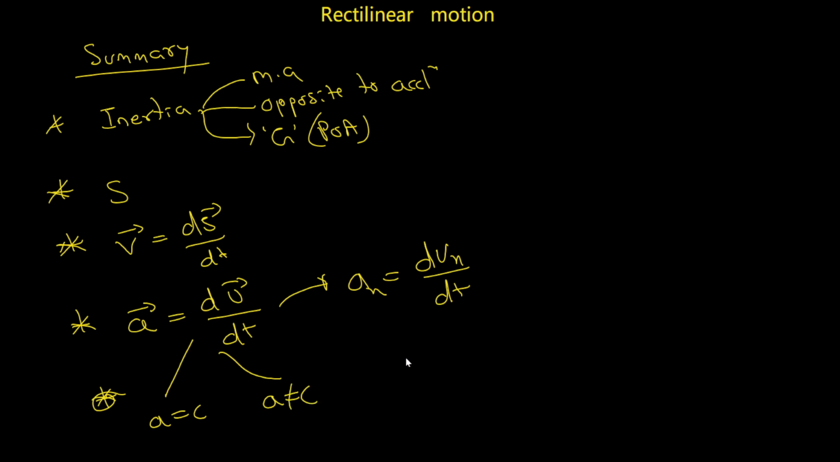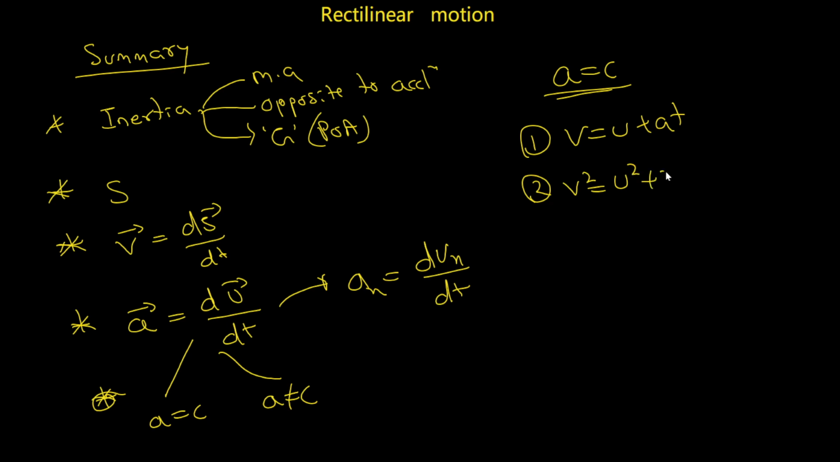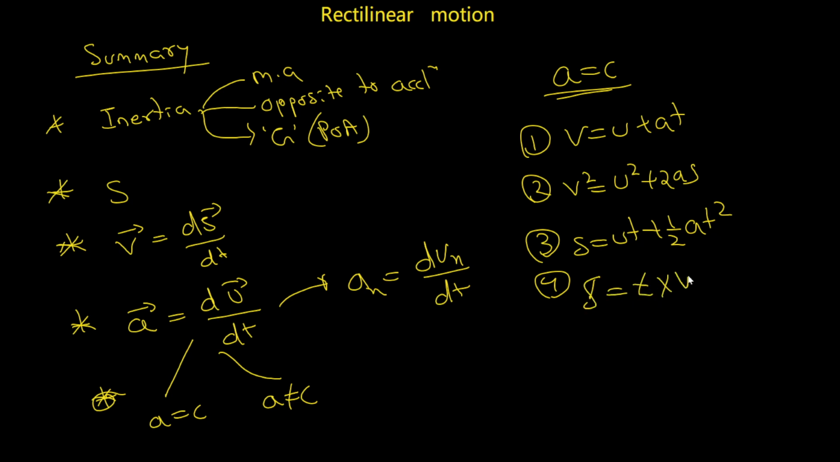Acceleration is not constant, non-uniform. For acceleration equal to constant, we have discussed 4 equations. V is equal to u plus at, in a particular direction you have to apply. V square is equal to u square plus 2as. Then the third one, s is equal to ut plus half at square. The fourth one is nothing but the displacement is equal to time into v average, that is t by 2 into v plus u. Okay, these are the 4 equations.